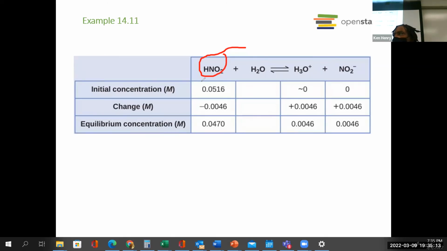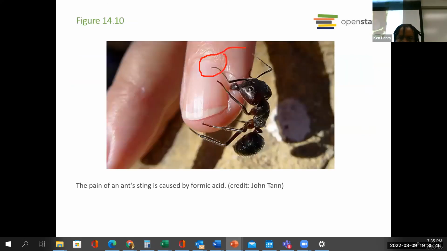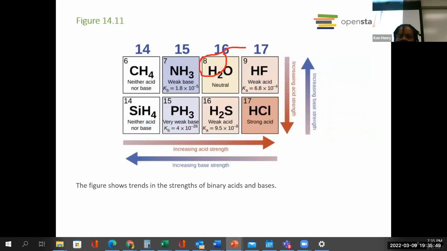So here's an example of how we would set up that problem if it came up. If we had an initial concentration of 0.516 molar, then this one is going to be negative and these are going to be positive. At the end of the day, we're going to end up with 0.047 at equilibrium. And these are going to be roughly the same number that they started off with, or what's been added. Okay, let's skip these.